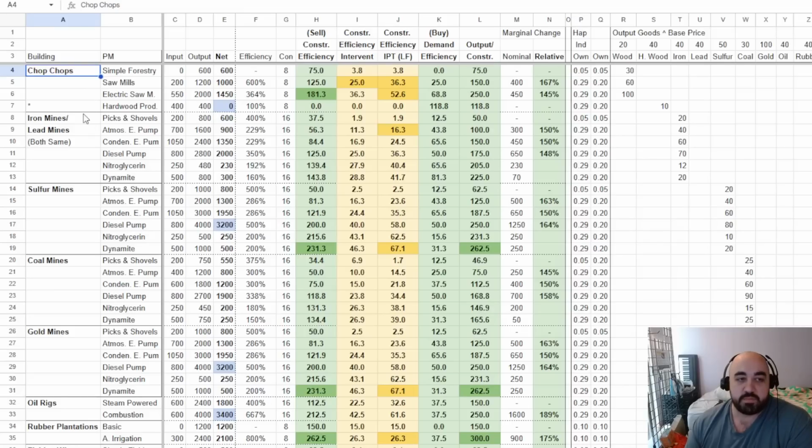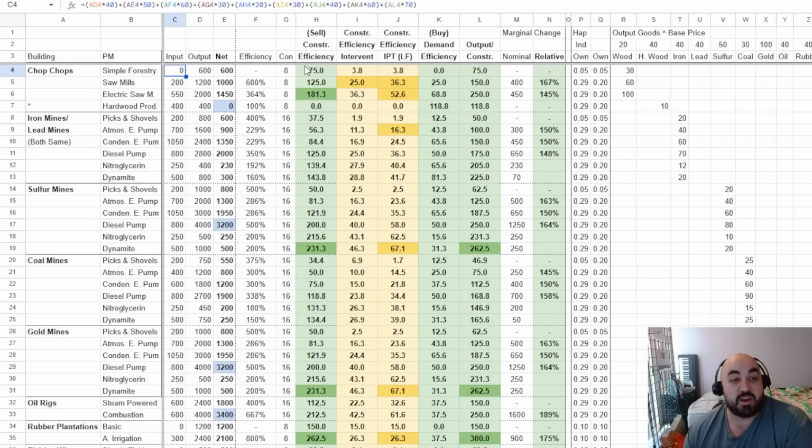Okay, so jumping in, we're going to talk about the chop chops and all these sorts of stats here. First of all, we have the input. The input value is derived from getting the price of all of the goods that are put into the input and multiplying it by their base price. In the case of simple forestry, there are no inputs. But once we get onto sawmills, we will be using 5 tools per chop chop, and these tools have a base price of 40, so the input cost is 200.